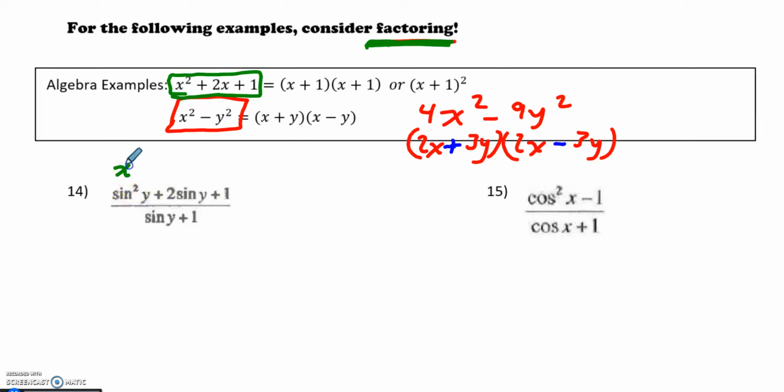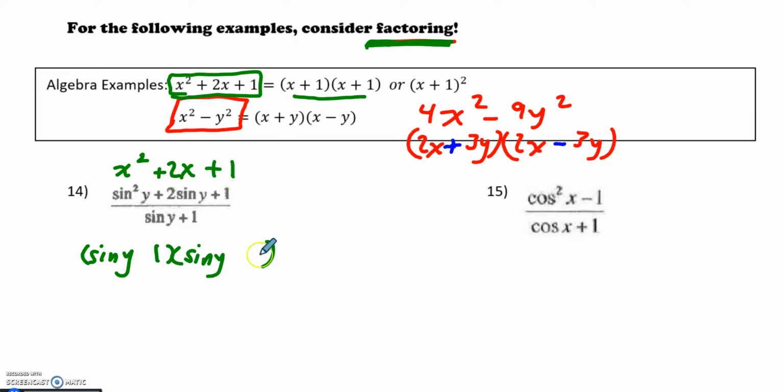Think of this one as x squared plus 2x plus 1. And it was already factored for you into x plus 1, x plus 1. So this, in terms of signs, what times what gives you sine squared? Sine y times sine of y. What two numbers multiply to give you 1 and combine to be a 2? Positive 1 and positive 1. So the top factors to be sine y plus 1 times sine y plus 1, similar to this.